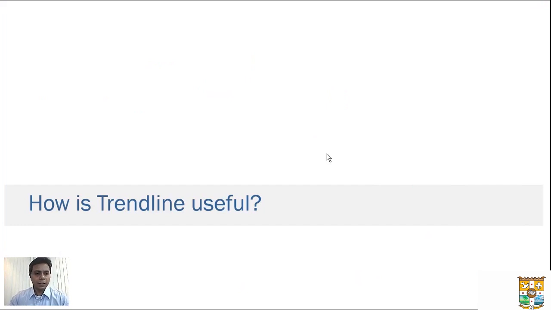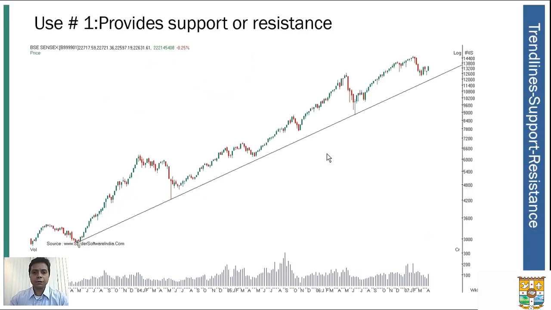So how is a trend line useful? How do you make use of it? The first and most important use is in terms of support or resistance. So if it's a trend line joining the lows, in this case this is the long-term chart of BSE Sensex, and this one trend line which held the entire bull market, which we saw from the mid 2003 all the way towards the early 2008.